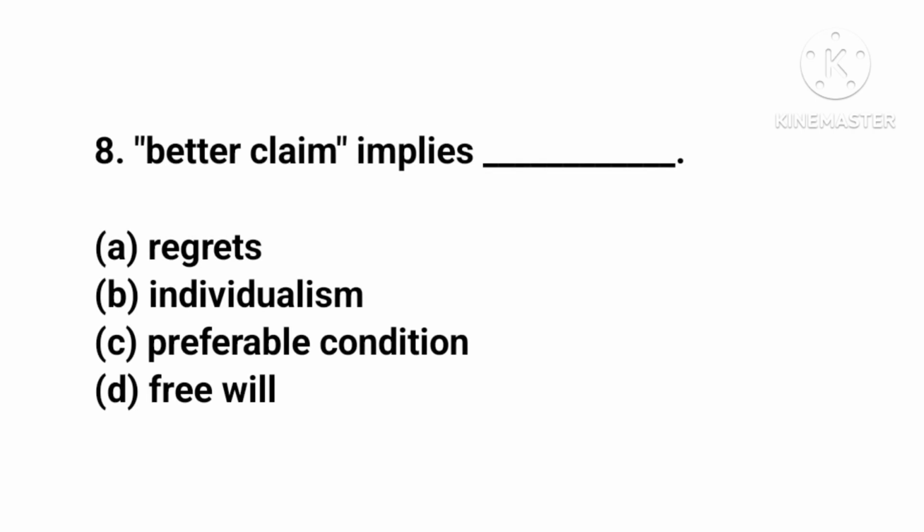Now number 8. Better claim implies dash. Option A, regrets. Option B, individualism. Option C, preferable condition. Or option D, free will. Exquisite! Better claim implies preferable condition.